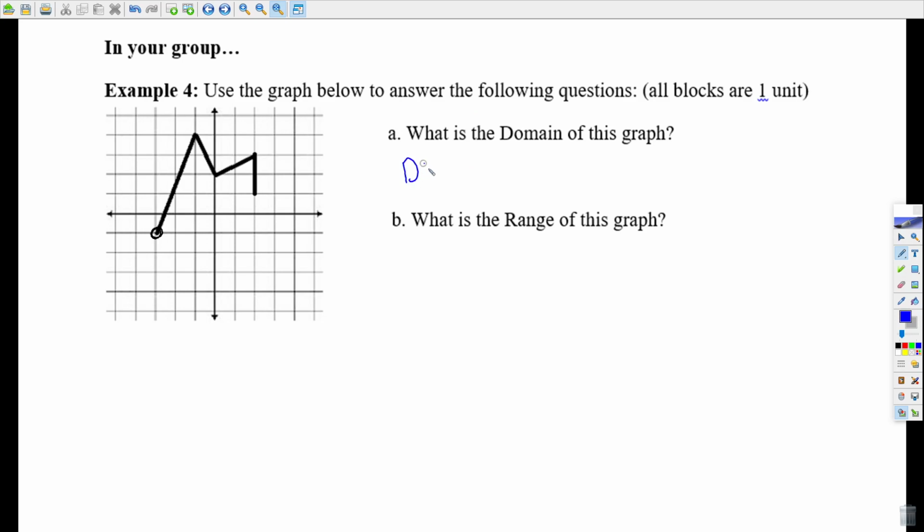So the domain is first, from left to right, the x values, that's 1, 2, 3. You can go all the way over to -3, which is right here. I know I wrote it off to the side here, but -3 is the first to the left.